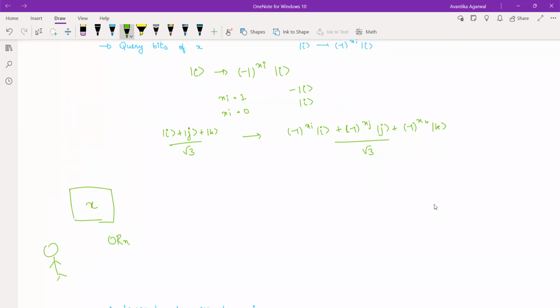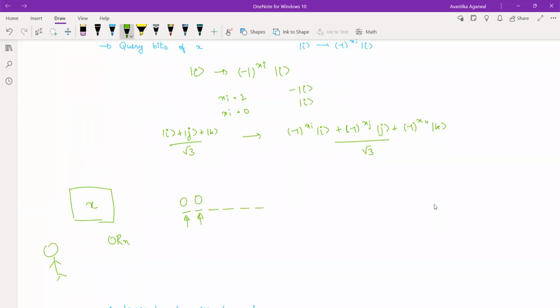So what I would do is I'll first query the first bit. Let us say these are the n bits of my input, and right now I don't know what the n bits are. So I'll query the first bit of my input. Suppose it comes out to be 0. Then I query the second bit of my input. It again comes out to be 0.